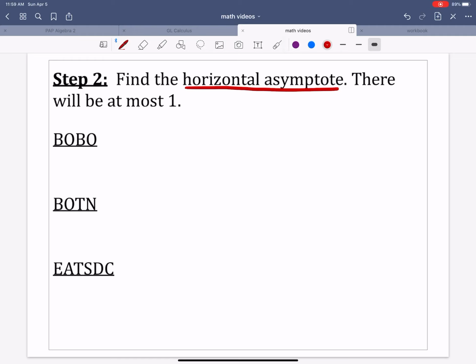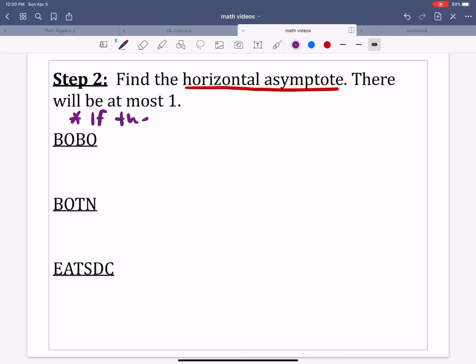So here is the strategy that we're going to use to help us identify this. We're going to use 3 acronyms: BOBO, BOTN, EATS DC. Sounds really silly, but I promise you that students in the past have told me this is a really useful tool in helping them identify the horizontal asymptote. Okay, so here's the question that you're going to ask yourself, and the answer to this question tells you which of these acronyms you're going to use.